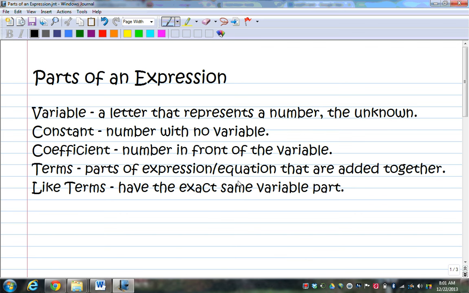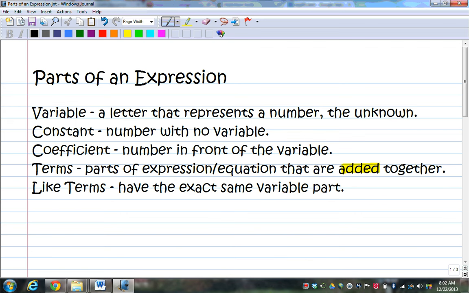The coefficient is a number in front of the variable. So for example, if you had 3x, the coefficient is 3. The variable is x. Terms are part of an expression or equation that are added together. The key thing to remember here is this added part. Now you'll see why in a couple minutes. But it's a part of an expression or equation that are added together.